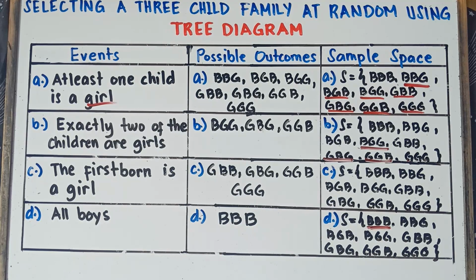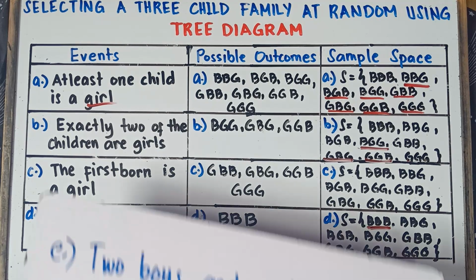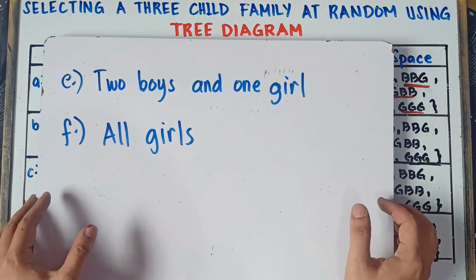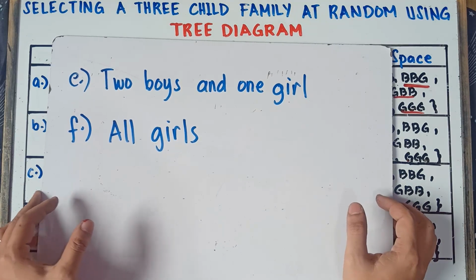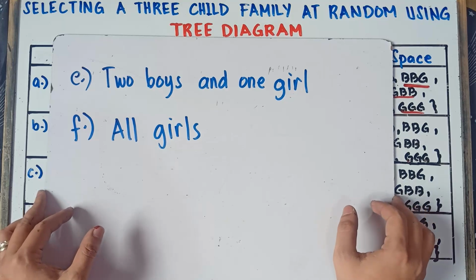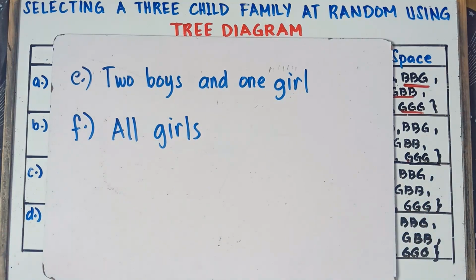Alright, so how about you try this one, class, and then you put your answer in the comment section down below. Let me check, class, if you really understand our topic. So for letter E, once again, class, you write down the possible outcomes. Letter E, 2 boys and then 1 girl. And then for letter F, that would be all girls.